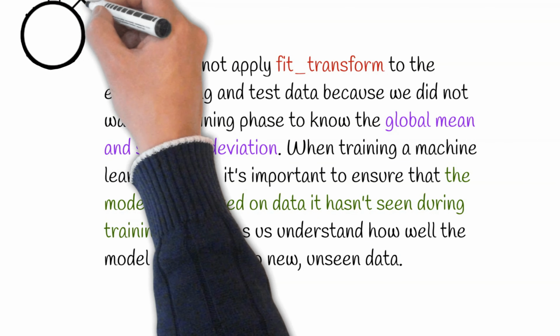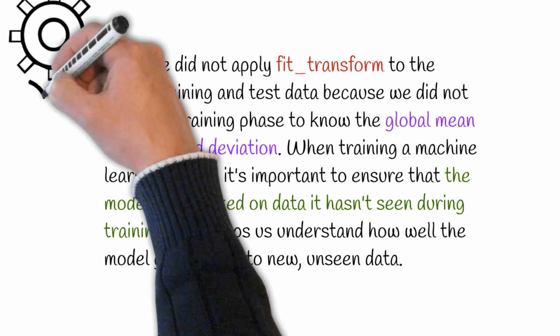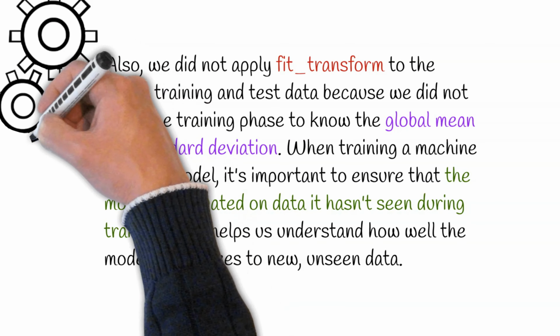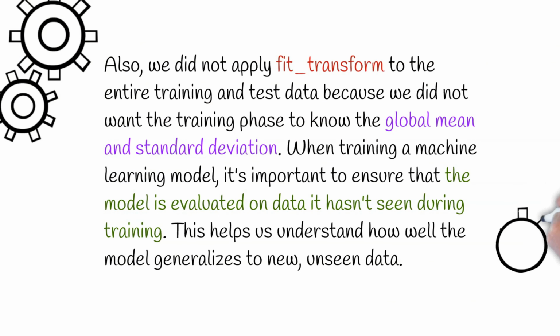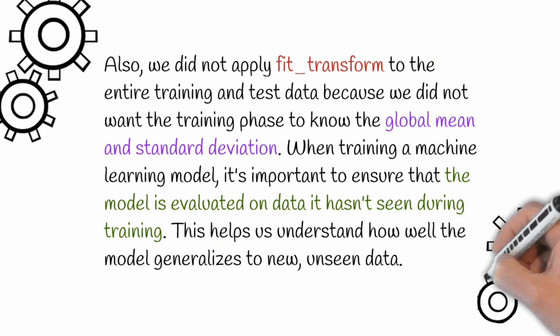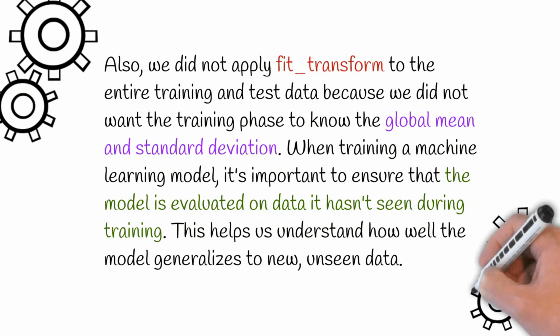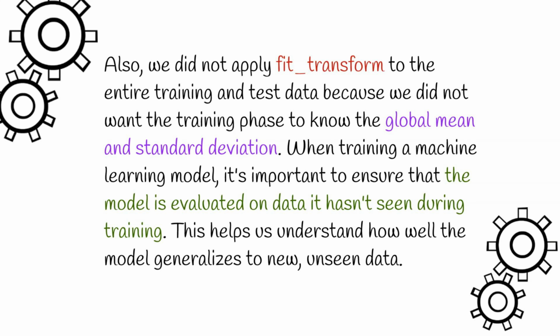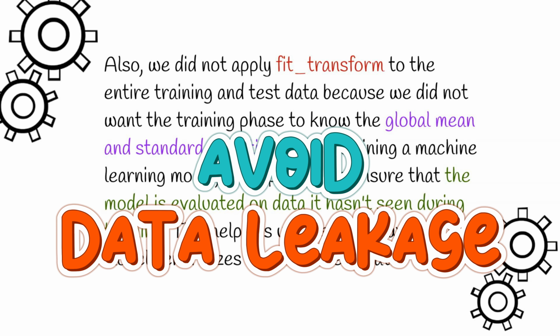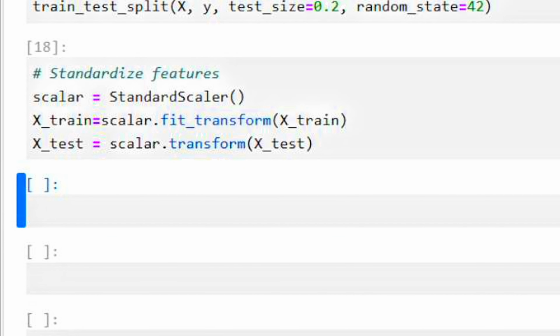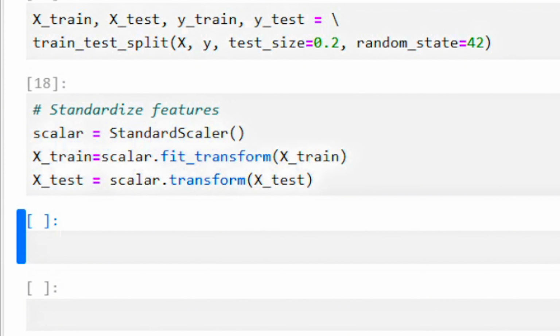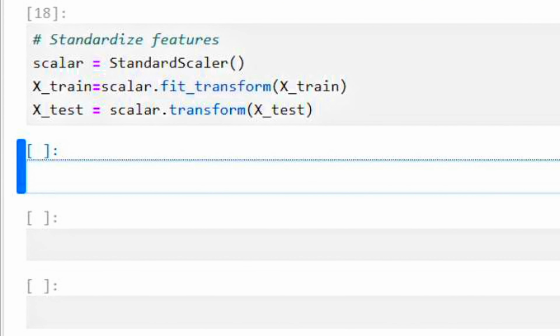The fit_transform method calculates the mean and standard deviation of the data it's applied to. If you apply fit_transform to the entire dataset, that is, training and test data together, the scaler will calculate a global mean and standard deviation that includes information from the test set. This introduces a form of data leakage because the model would effectively know some information about the test data during training, which could lead to overly optimistic performance metrics. By fitting the scaler only on the training data, we ensure that the test data remains unseen and independent, providing a true assessment of the model's performance.